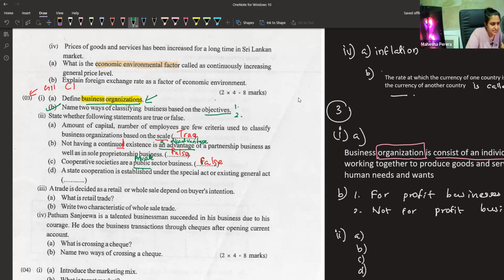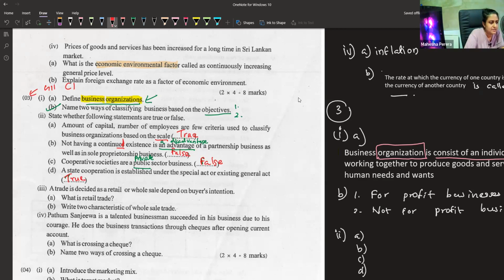Right. A state corporation is established under a special act or existing general act. This is true. Highly true. Which act is it actually? A parliament act, Puta. Remember it well. A corporation is started by a parliament act. So this is true.